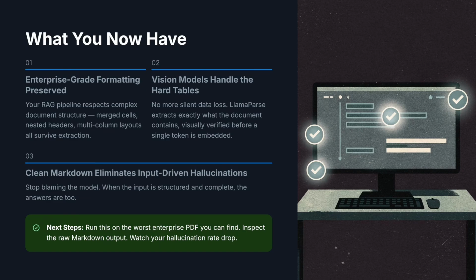Alright, let's look at what you've got. You now have a document pipeline that actually respects enterprise formatting. Messy tables and nested charts don't break your RAG system anymore. The vision model structures them into clean markdown first. Your vector database finally has context it can understand. Next step, try running this on the absolute worst PDF you can find at work. See how it handles merged cells and weird columns, and stop blaming the model for hallucinations when the input data is broken.